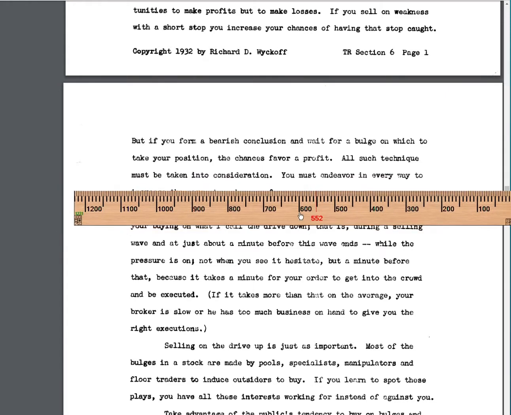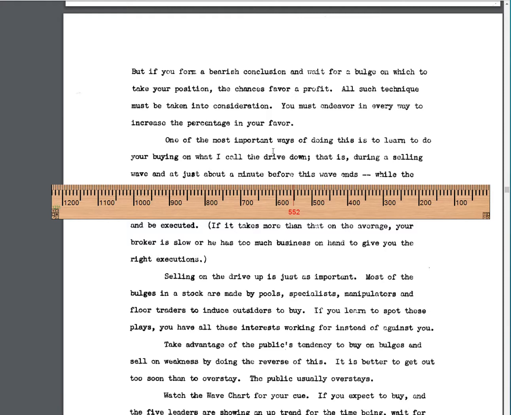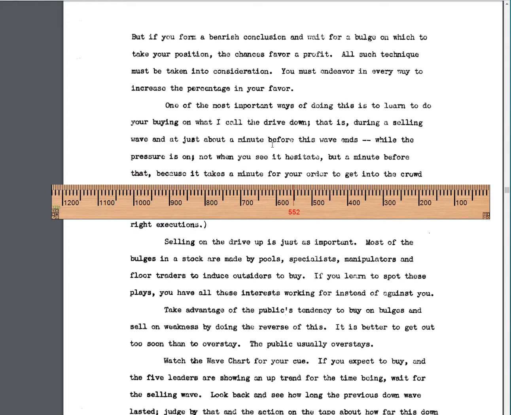All such techniques must be taken into consideration. We must endeavor in every way to increase the percentage in our favor. One of the most important ways of doing this is to learn to do your buying on what I call the drive down. Again, this is your pullback, alright? Now how do you buy on the drive down, which is the pullback?